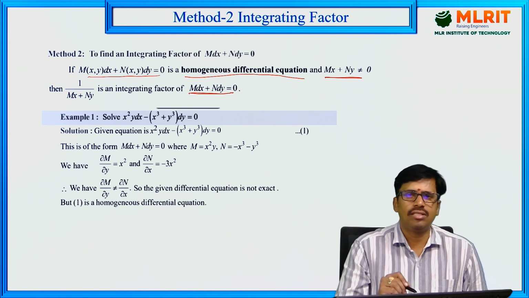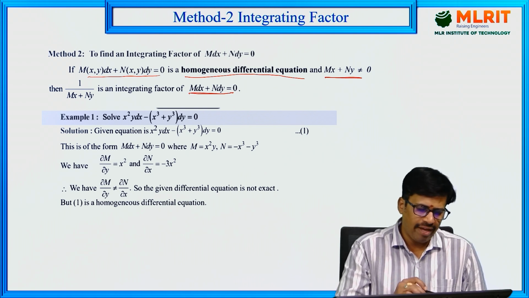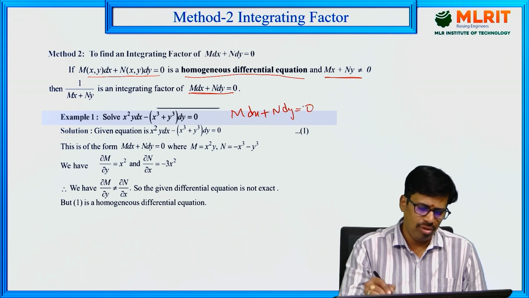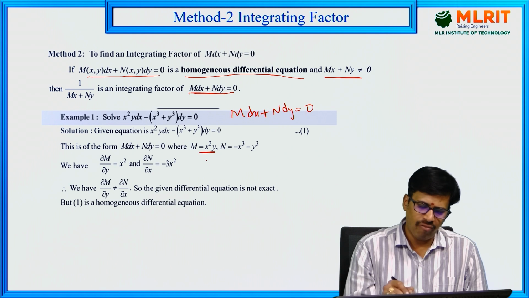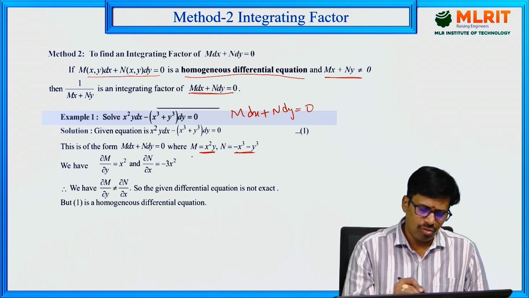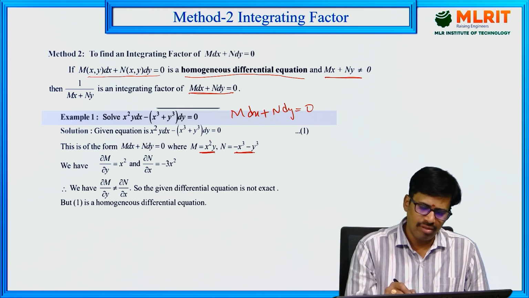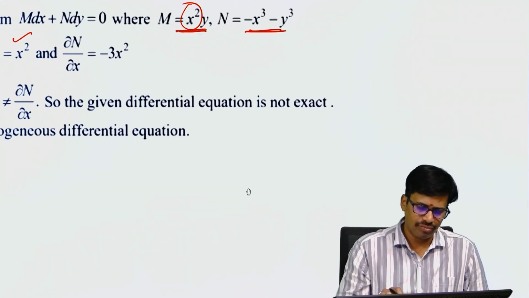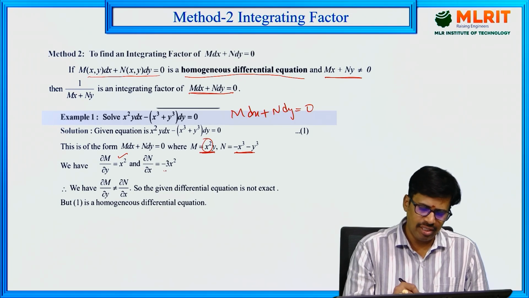So let us solve this example. Solve x square y dx minus (x cube plus y cube) dy equal to 0. You compare this with M dx plus N dy equal to 0. So M is x square y, N is minus x cube minus y cube. So differentiate M with respect to y. So x square is constant, I am writing as it is, y derivative 1. So dou M by dou y is x square. Next, dou N by dou x is minus 3x square.